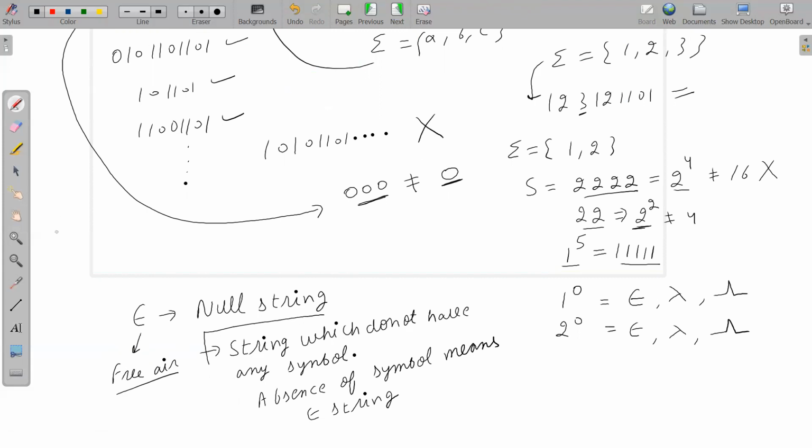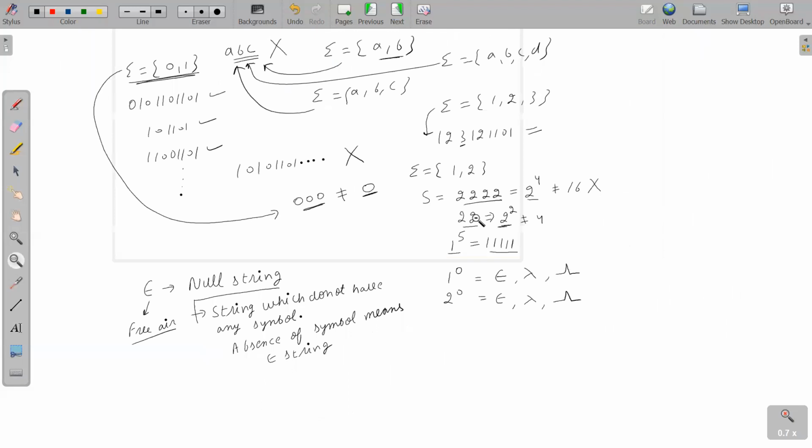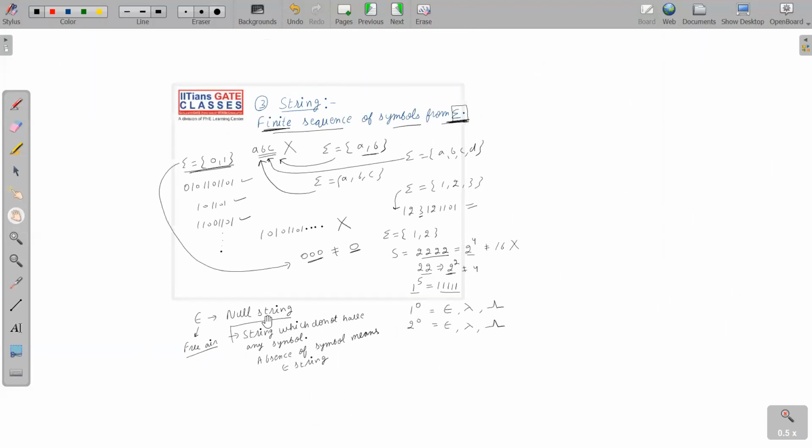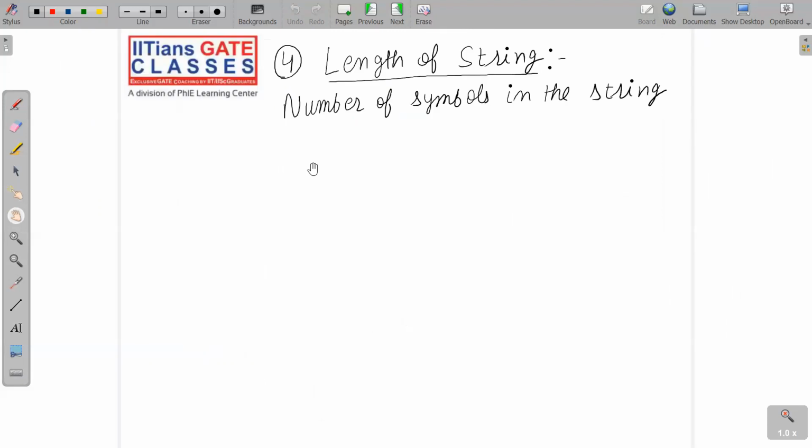So let me shorten this thing so that everything comes on one slide and you can easily note it down. Okay, so please note it down, all these things. Let's move to next slide. Okay, see, next is length of string. Next definition is length of string. Length of string means number of symbols in the string. Okay, length means number of symbols in string.